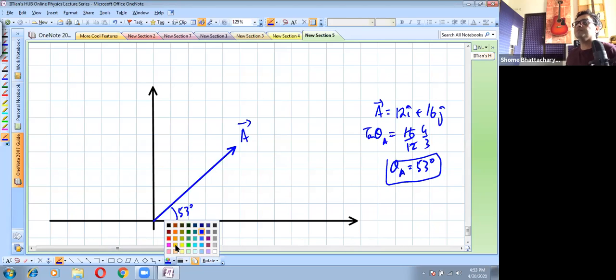But if you look at the vector B, now the vector B is such that it is having a negative x component, minus 8, and a positive y component, plus 6. So its x component is negative, its y component is positive. So we know from the beginning that the vector B is lying somewhere over here.